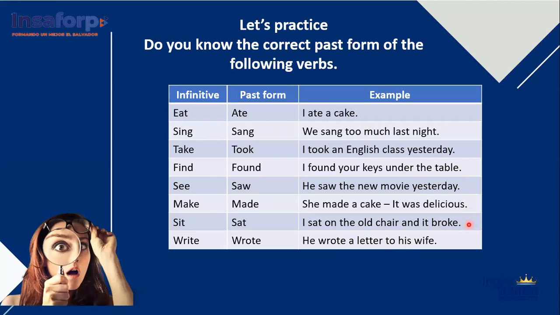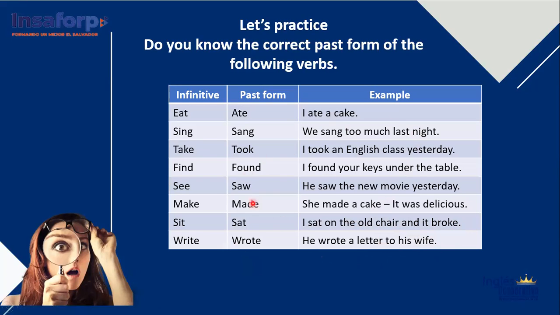What is the meaning of this sentence? I sat on the old chair and it broke. Me senté en la silla y se quebró. Okay. Old, it's an adjective here. Ya estaba viejita. Y esta se rompió. He wrote a letter to his wife. Did you ever write a letter? Yes, sir. Excellent. You are a romantic guy. Very good. Any question in this part?